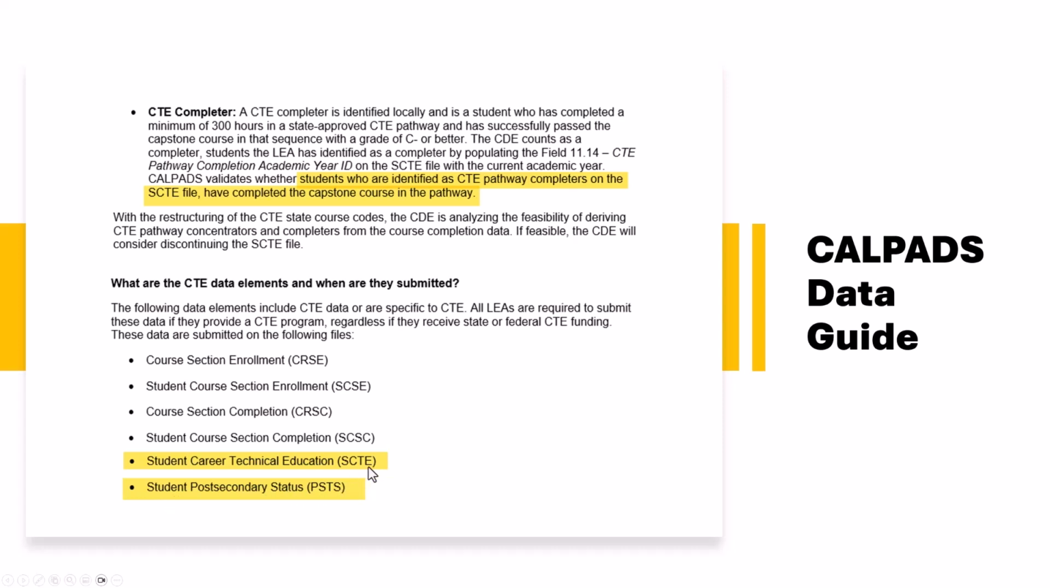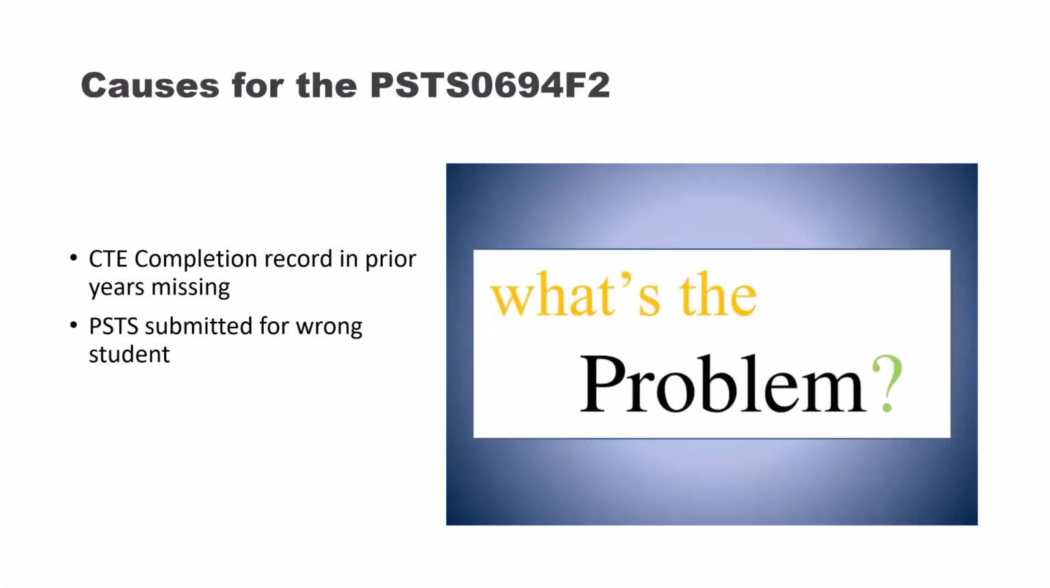So one thing is the SCTE would have been submitted when they became a completer, and then several years later, whenever they exit post-secondary education, that PSTS outcome file is submitted. So we're just highlighting that the data guide gives you an indication of the relationships between the files as well.